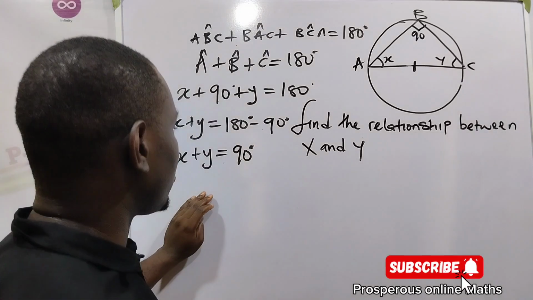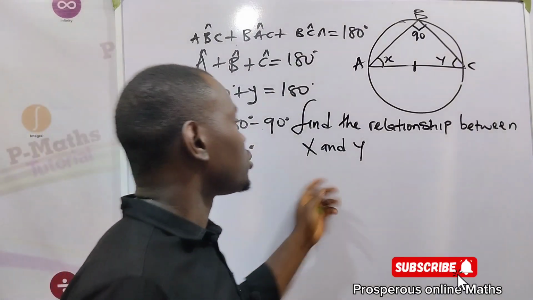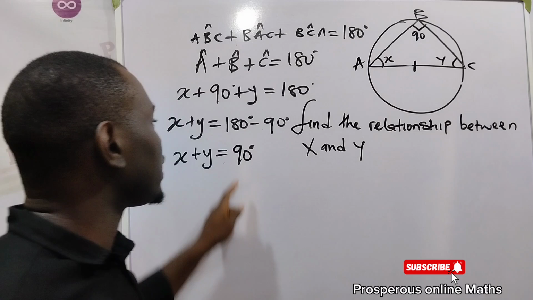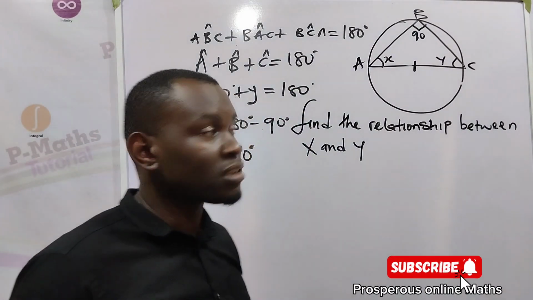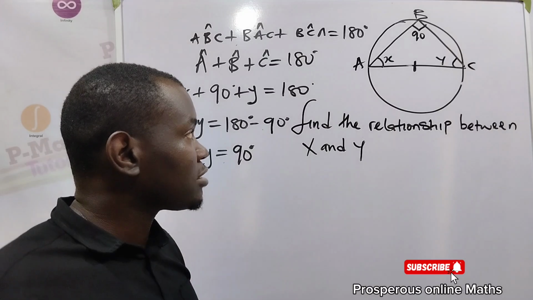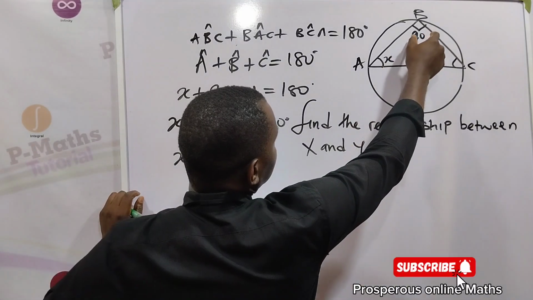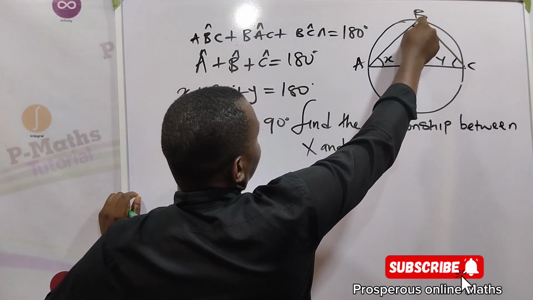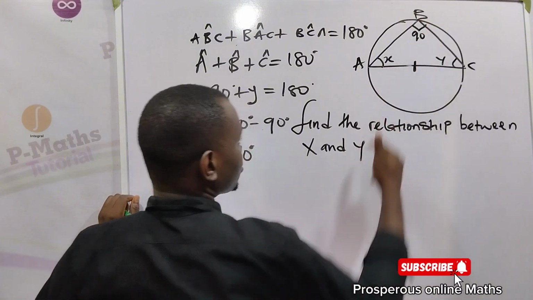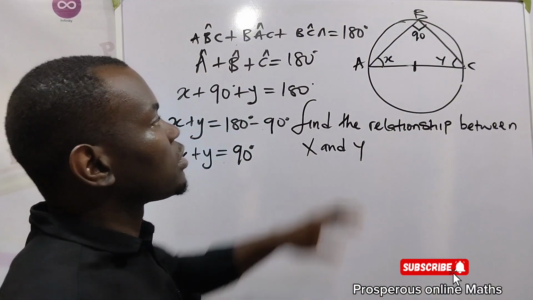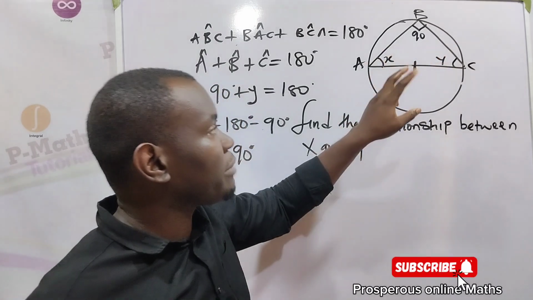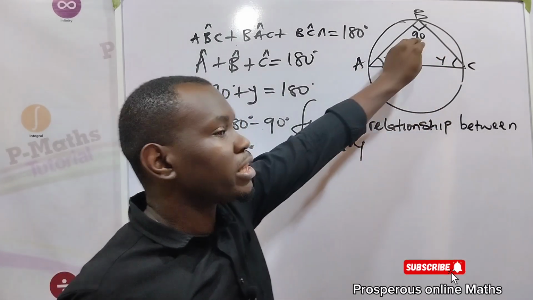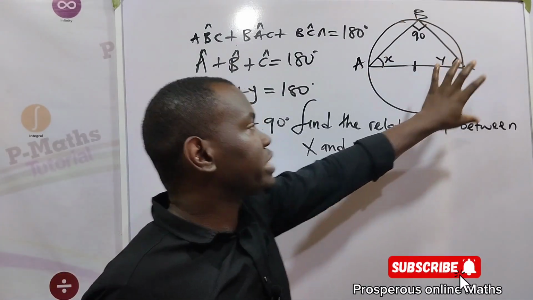So from here, you can easily see that the relationship between x and y is what? 90 degrees. When we add the value of x and y, we have 90 degrees. Of course, that is true because since this angle at the circumference of the circle is already 90 degrees, and the sum of angles in a triangle is 180 degrees, we have just about 90 more degrees to get the total angle in this triangle.